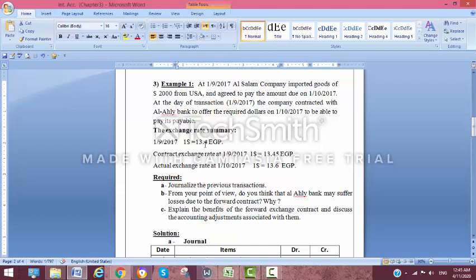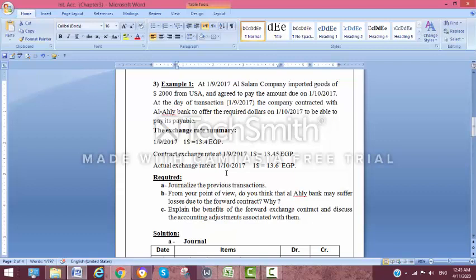The exchange rate changed from 13.40 on 1 September to $1 equals 13.6 on 1 October 2017. But from the point of view of this company, is this a loss or a profit? This is a loss. Why a loss?